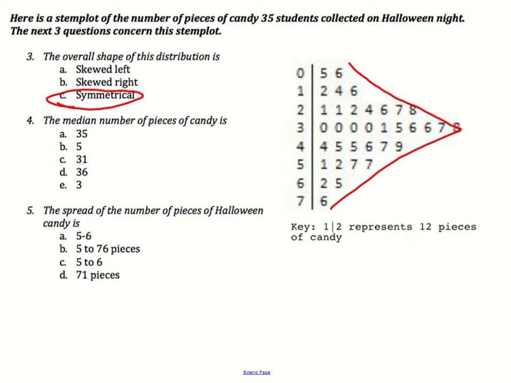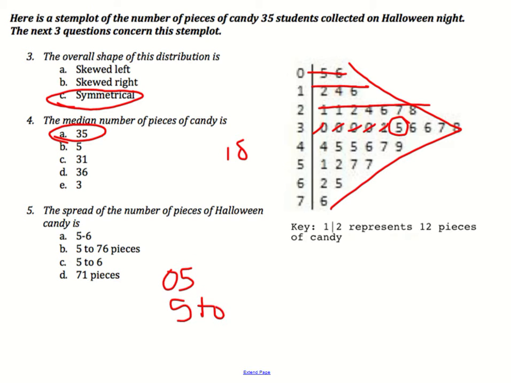The median, or the middle number, well, if there's 35 students, that means that we're going to want the 18th number. And so if we go through 2, 5, so it's none of these, 6, 7, 8, 9, 10, 11, 12, 13, 14, 15, 16, 17, 18th numbers are right here. So if we go back, that would be the 35. The spread of the number of pieces of Halloween candy is, well, the spread, it goes from 0, 5, which is 5, to 76 pieces.